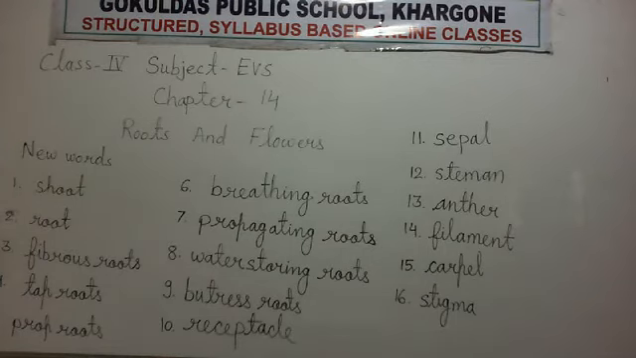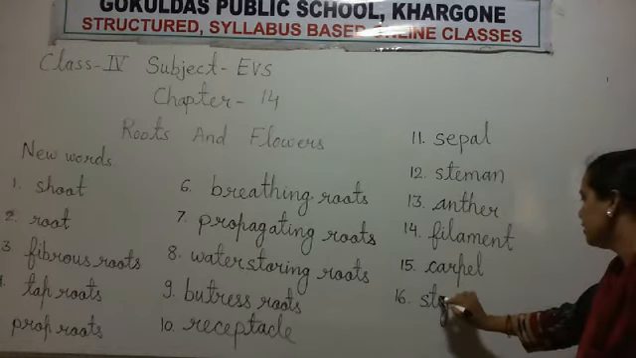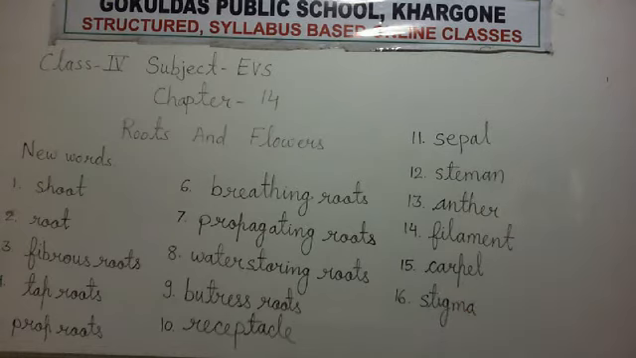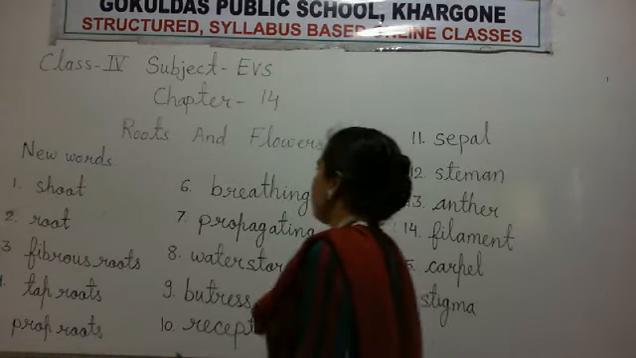So these are the new words of chapter number 14. First one is shoot, second is root, third fibrous root, fourth tap root, fifth prop roots, sixth breathing roots, seventh propagating roots, eighth water storing roots, ninth buttress root, tenth receptacle, 11 sepal, 12 stamen, 13 anther, 14 filament, 15 carpel, and 16 stigma. Now write number 17.